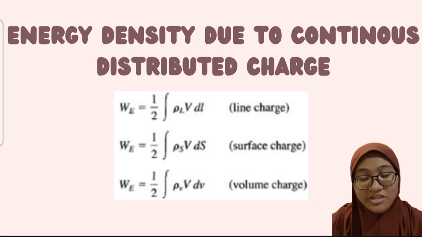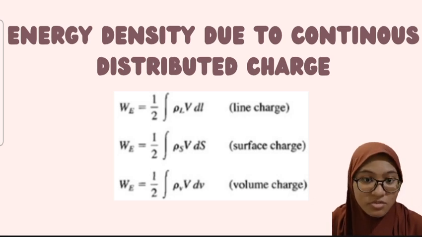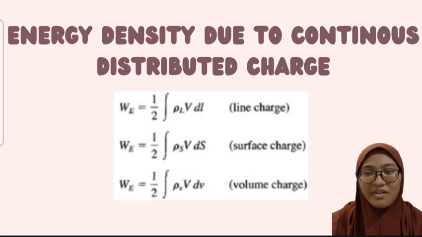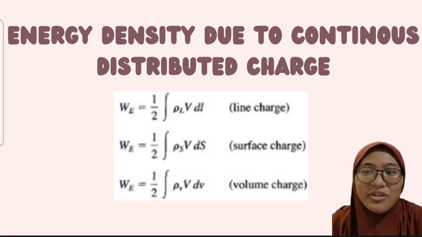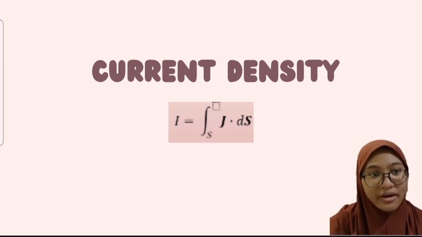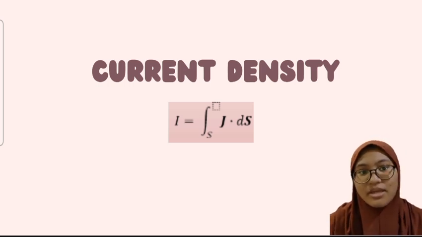Next, we also have energy density due to continuous distributed charge. So we have three situations: line, surface, and volume. So you can refer to the formula. Moving on to current density. This is the formula for total current flowing through a surface S.